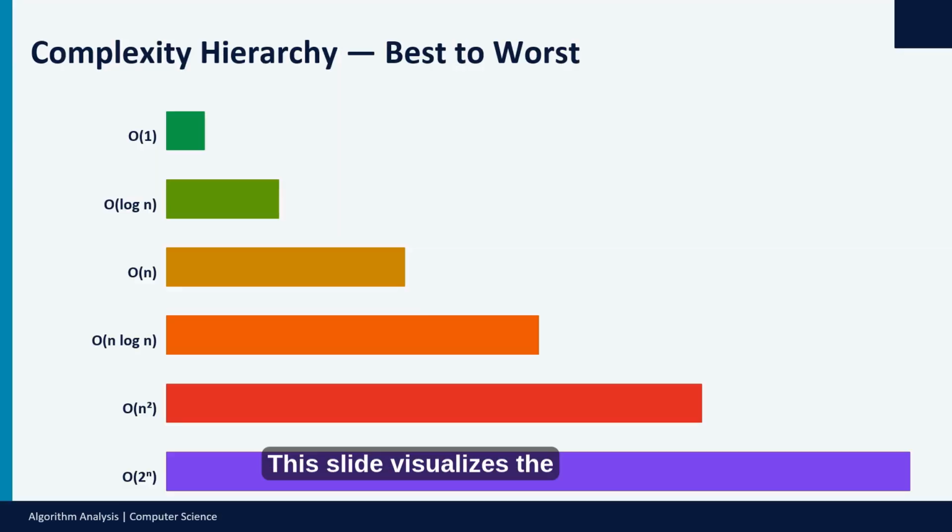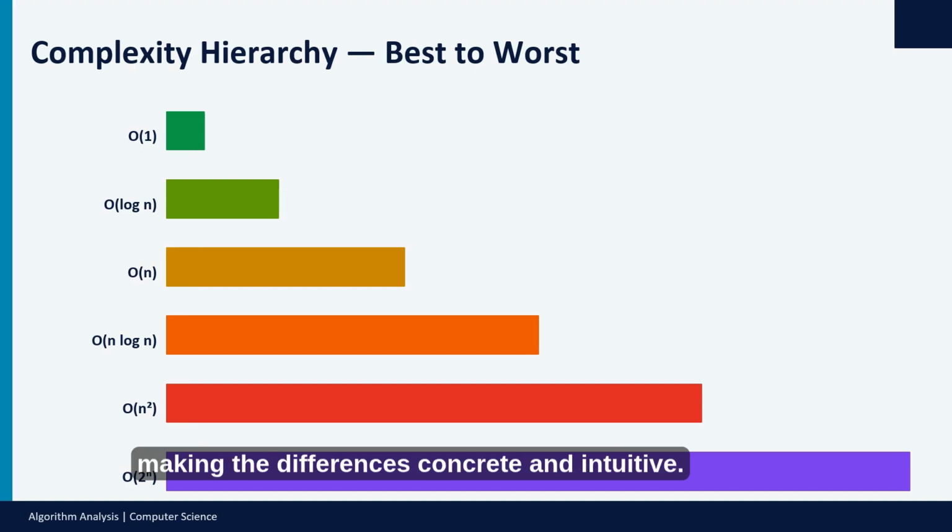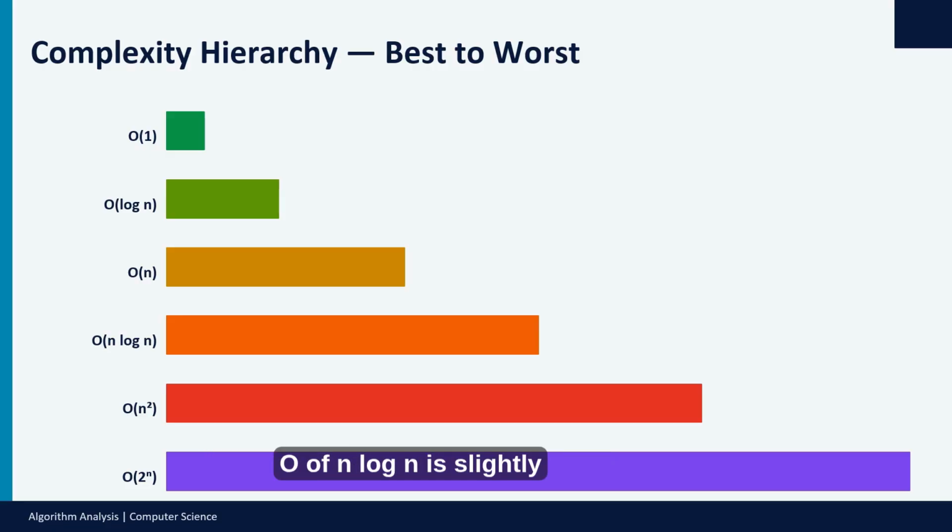This slide visualizes the complexity hierarchy as a bar chart, making the differences concrete and intuitive. O(1) is essentially a single point, no growth at all. O(log n) grows, but very slowly. O(n) grows proportionally with input. O(n log n) is slightly worse. O(n squared) grows dramatically.